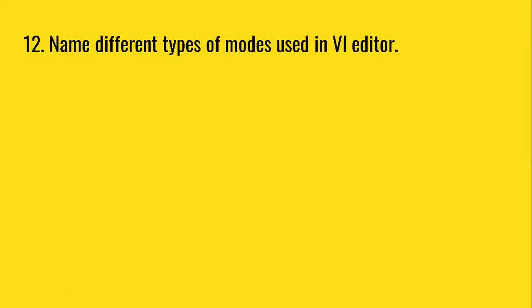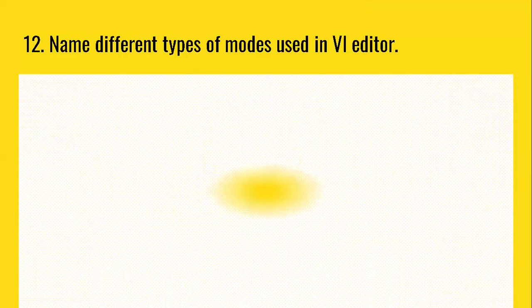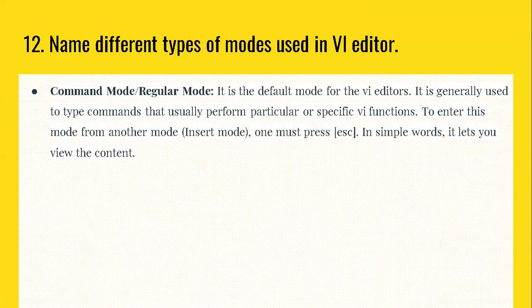So next question is name different types of modes used in VI editor. So there are three types of modes used in VI editor. One is command mode, another is insert mode, and third one is execute mode. If we talk about the command mode, it is the default mode for VI editors. It is generally used to type the commands that usually perform particular specific VI functions. To enter this mode from another mode, we simply press the escape key.